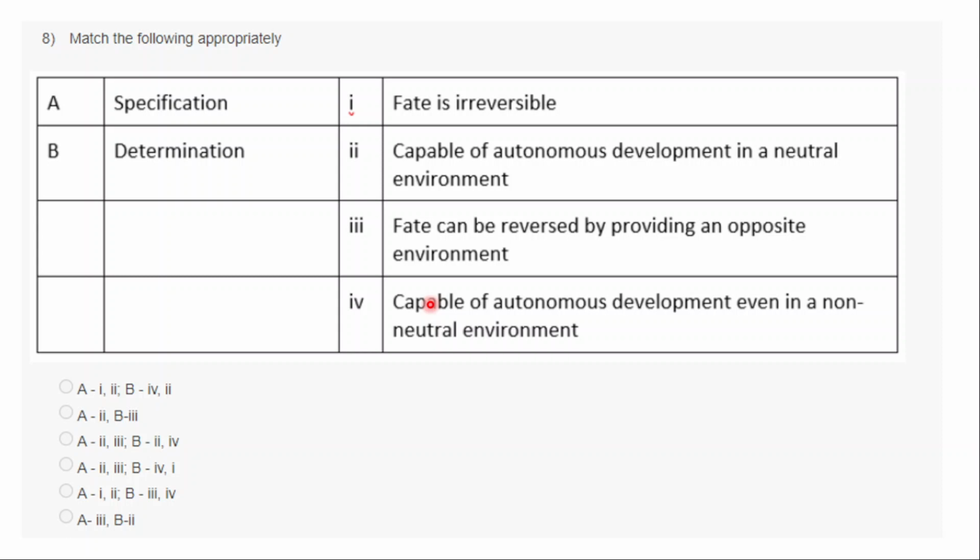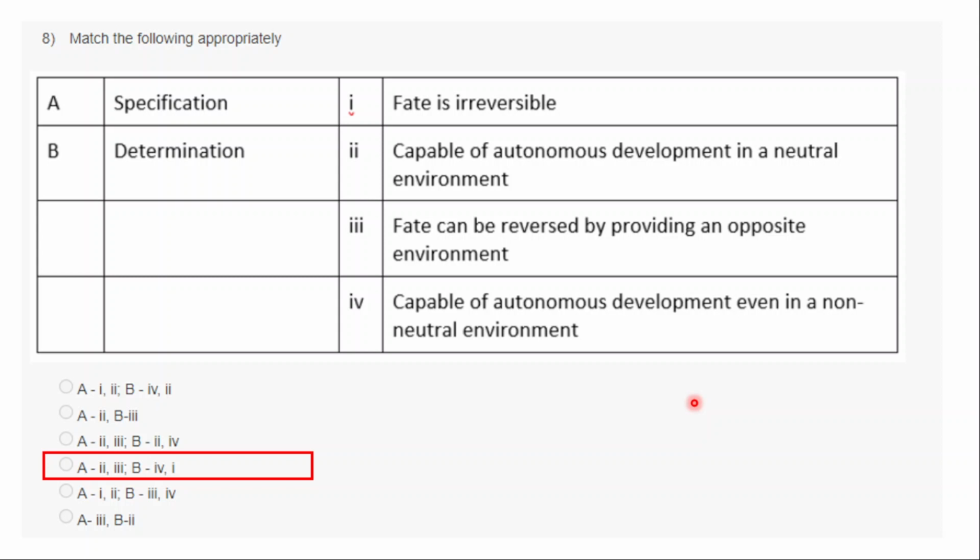Okay, option 4, Ajay has answered. Option 4 says A to 2 and 3. Specification: capable of autonomous development in a neutral environment, fate can be reversed by providing an opposite environment. And B, 1 and 4: fate is irreversible, capable of autonomous development even in a non-neutral environment. Okay, let us check what is the correct answer. Bang on, and Ajay is correct again. Option 4 is the correct answer. Very good, very good.